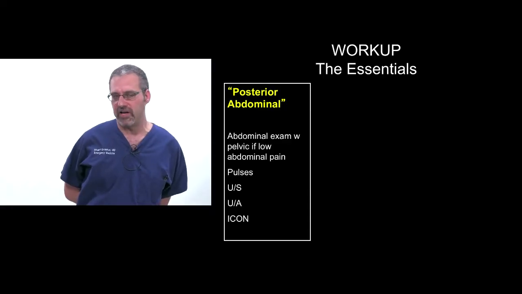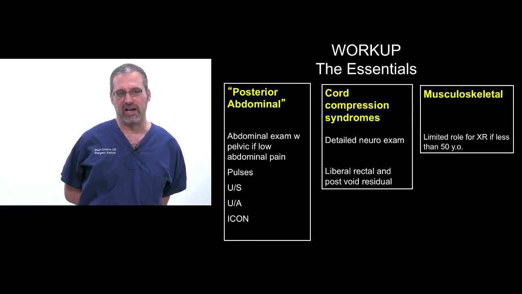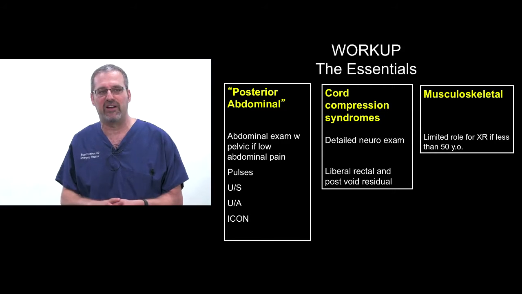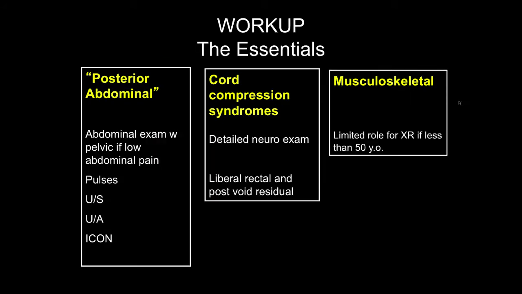So in terms of the workup, I think this is a very helpful slide actually because it gives you the key things in these various categories. When it comes to the posterior abdominal emergencies, you can really quickly rule these things out. You got to do a good abdominal exam. That covers a lot of the things that we were talking about: the AAA, the pancreatitis, the pelvic is important for the gynecologic disorders. Pulses, easy to do.